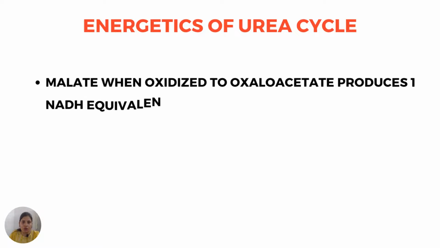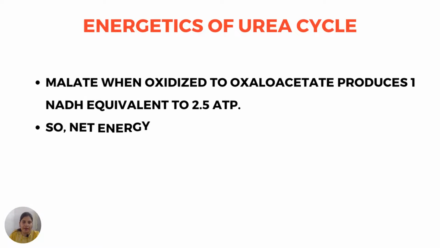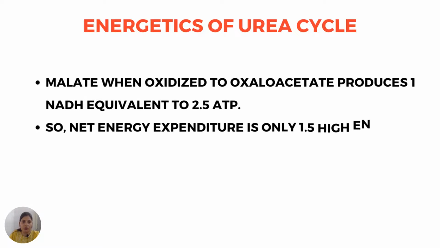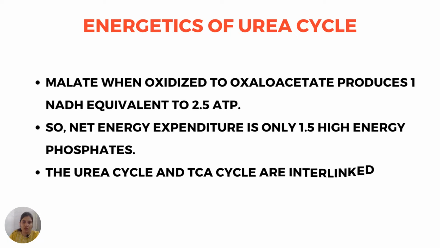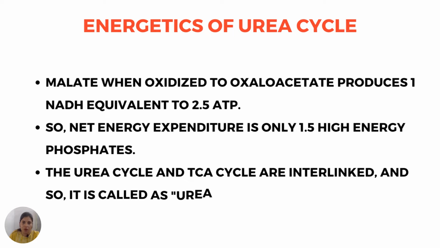Malate oxidized to oxaloacetate will produce NADH, which is equivalent to 2.5 ATP. So there is no net energy expenditure, and only 1.5 high energy phosphate is produced. The urea cycle and TCA cycle are interlinked, and so it is called the urea bicycle.